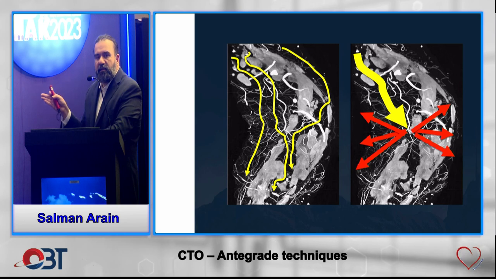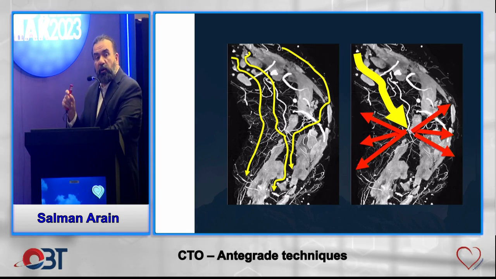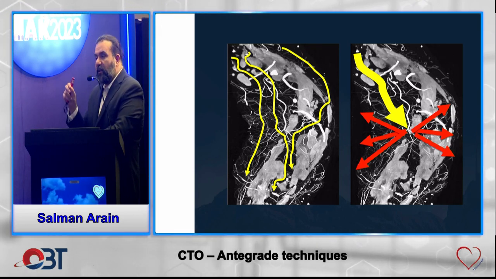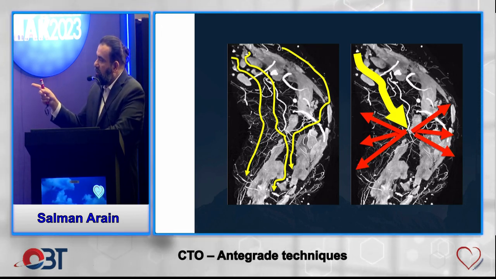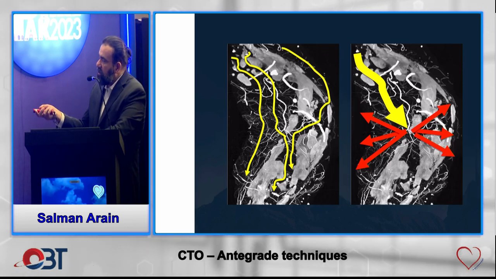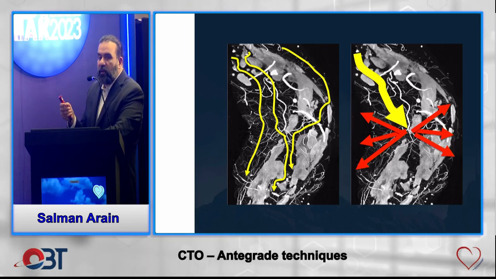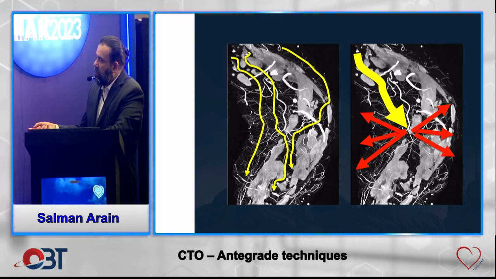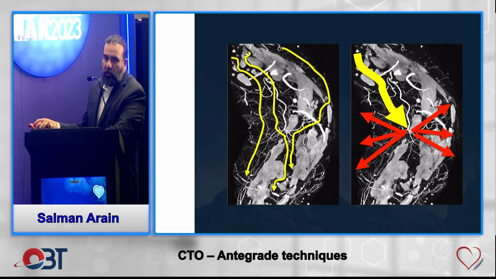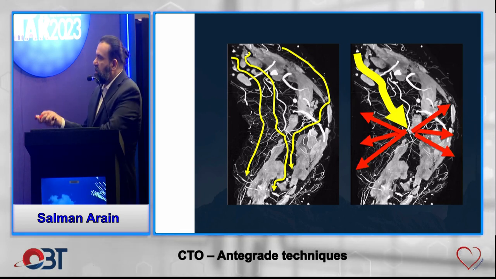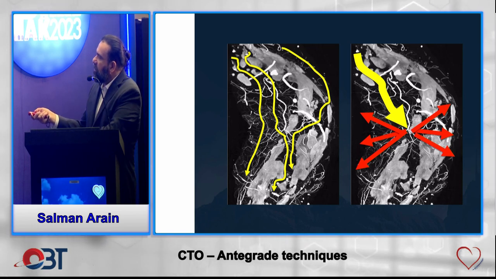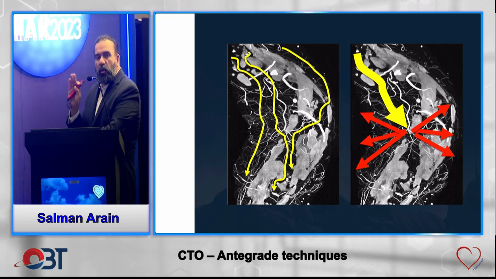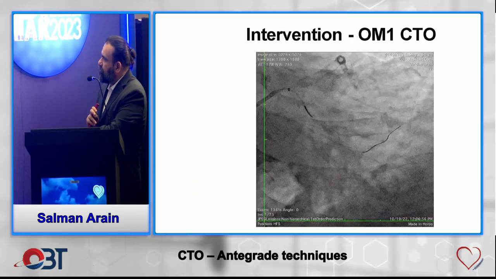That's what happened in our case. There was a CTO. You know it was a CTO because the wire would not cross, right? So the Fielder, the Scion Black didn't cross, the Gaia 2 didn't cross, but with the contrast you can see the contrast did cross. But once the contrast crossed, all I did was take the same Scion Black and it slid across, because the path had been opened up by the contrast. If you do a hard injection, however, if you inject forcefully, the contrast will go to the side and will get into the subintimal space. That's the difference, and that's why you don't want to inject too hard. So this is the Carlino technique basis.